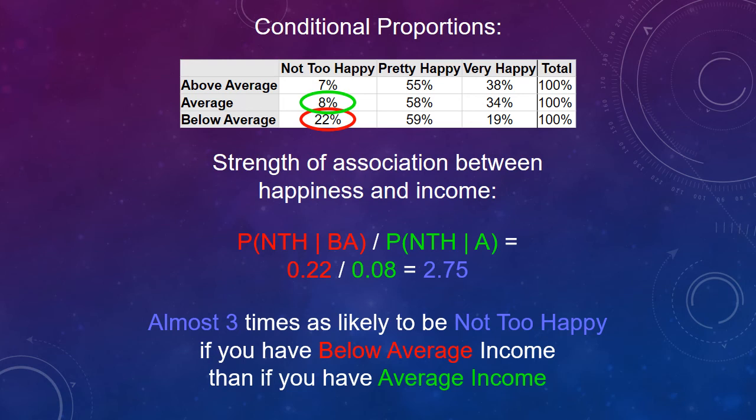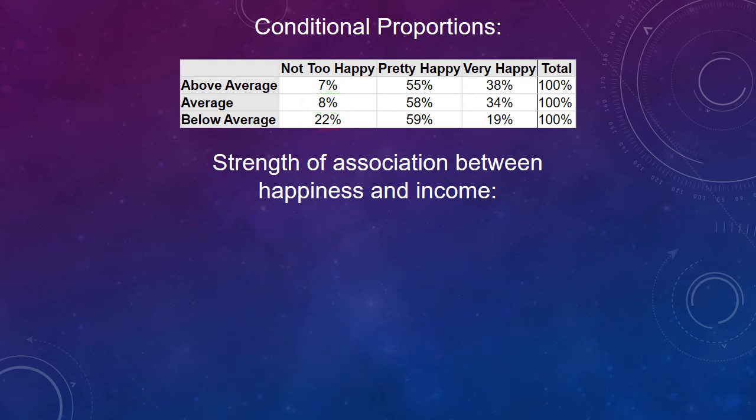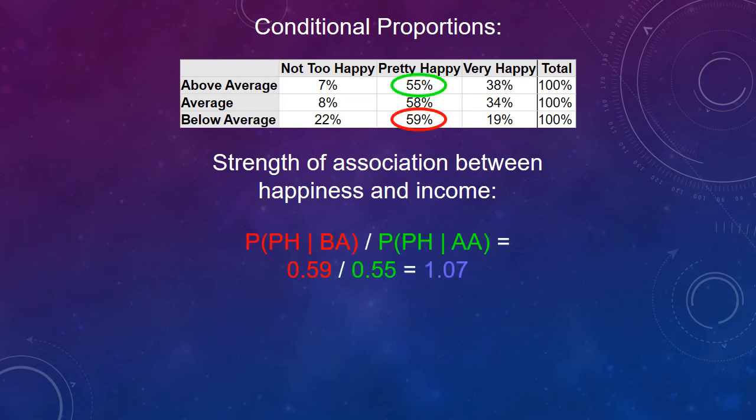We could also look at the strength of the association for people who are not too happy. The proportion of people who have above average income and who are not too happy is 8%, and the proportion of people who have below average income who are not too happy is 22%. So we can take the ratio here of 22% divided by 8%, and that gives us 2.75. So you're nearly 3 times as likely to be not too happy if you have below average income than if you have above average income.